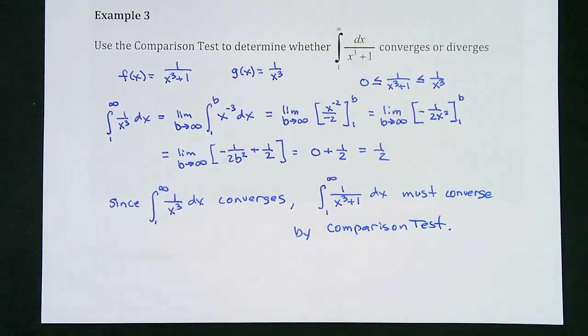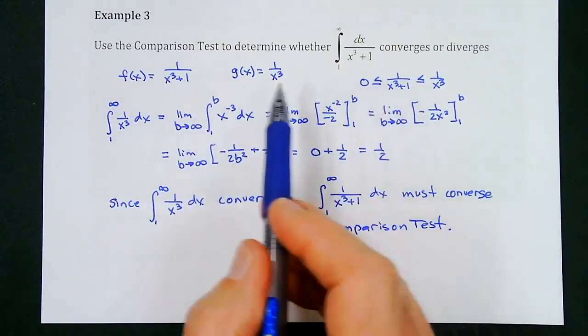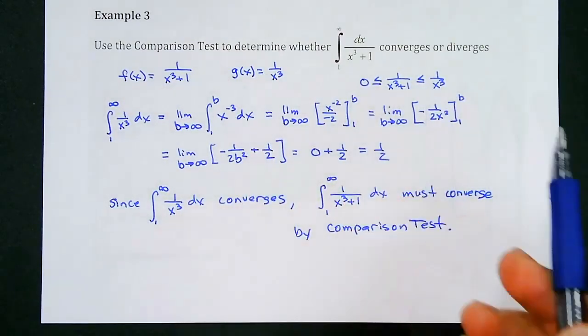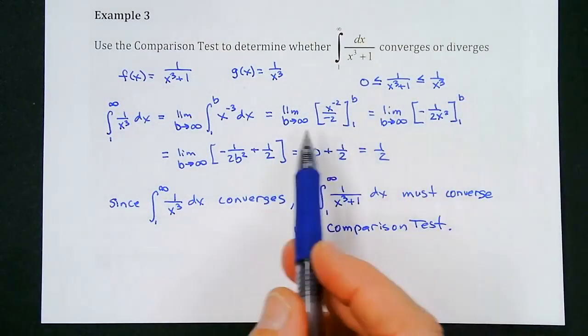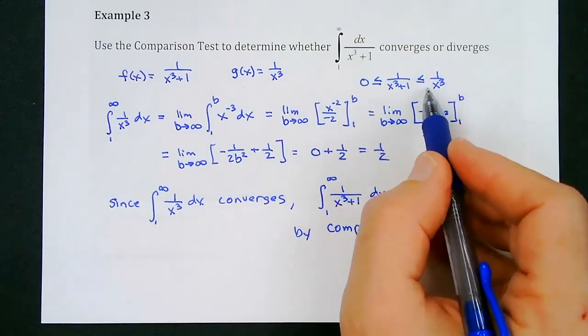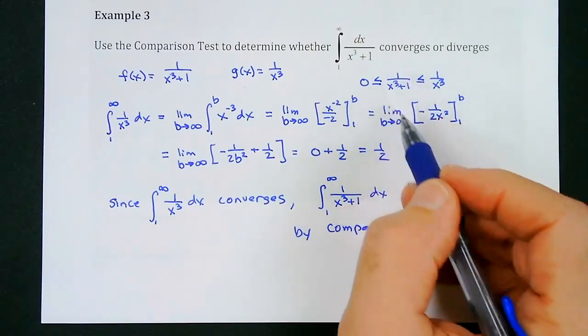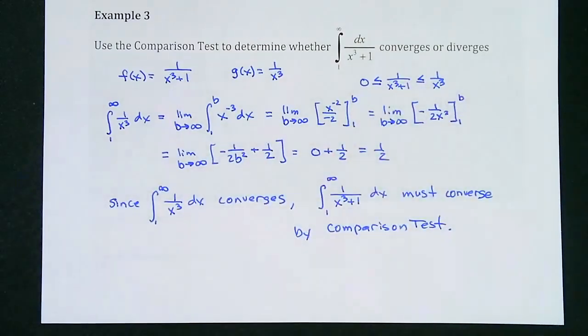And that's how you show it. You have to identify your two functions, identify which one is bigger than the other, and then show either that the bigger one converges, or that the smaller one diverges. That's it, guys.